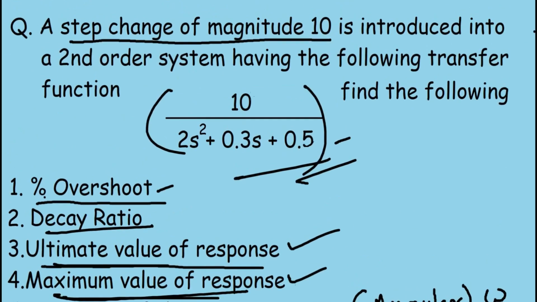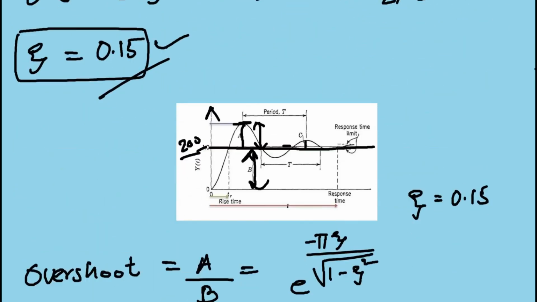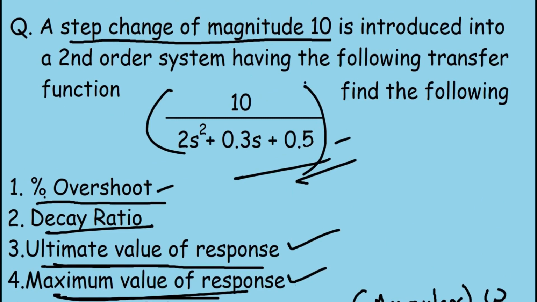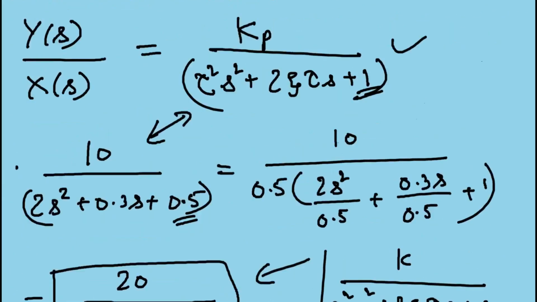So this is all about this video. What we had done is, we had seen the second order system transfer function, we had seen the roots of the second order system characteristic equation, and also we have solved a problem.